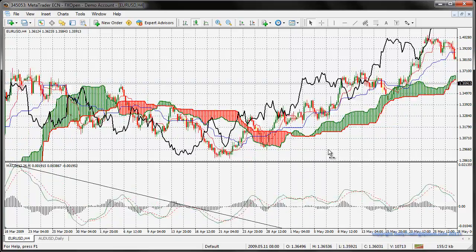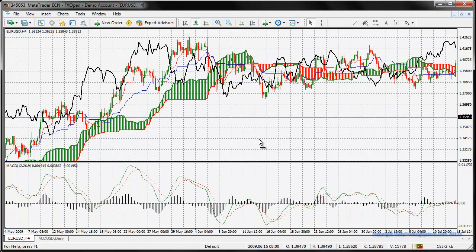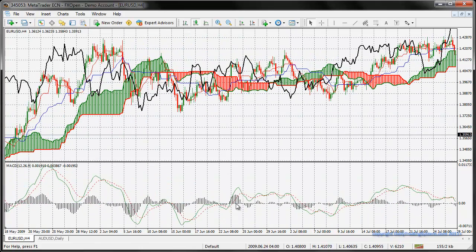Alright, I mean, I'm really hoping that this is making sense. Here's a small example. There's a buy trade opportunity there.